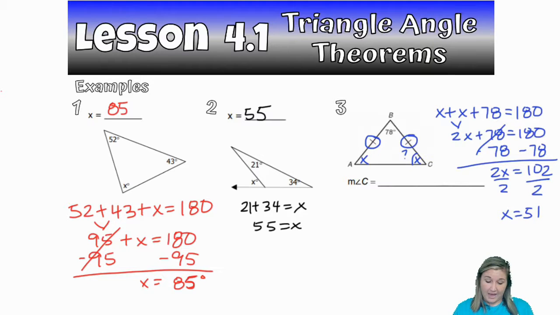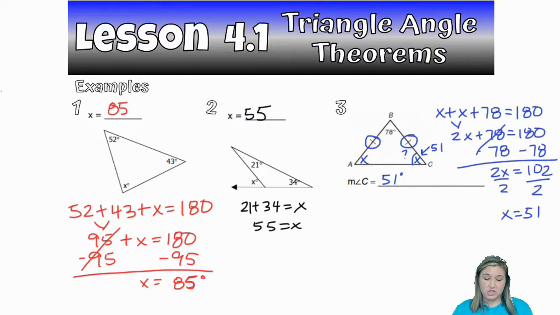So what does that mean? Well, that means that this angle measure right here is 51 because that's what I signified as x. You could name it C if you wanted to note that it is the measure of angle C. But this is going to be 51 degrees.